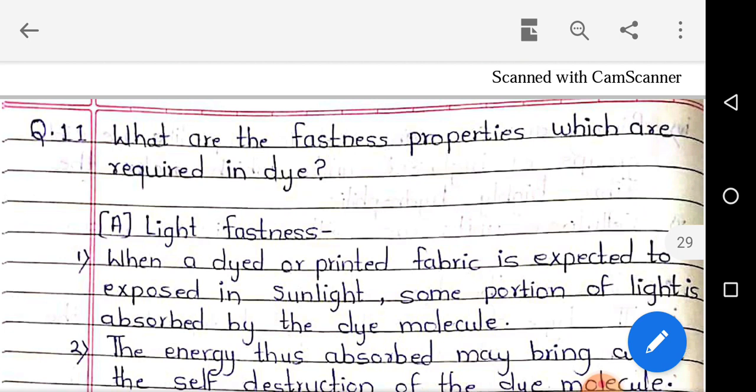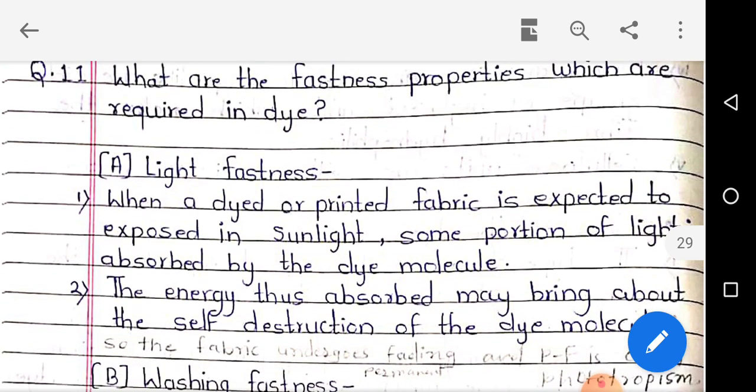Today's topic is the fastness property which is required in the dye. This part we have covered in the last lecture also. So firstly, we have to overview this topic, then we will continue on the next topics. This is the most important question asked on these topics. That's why we are revising this.